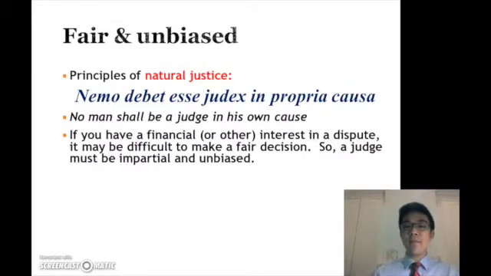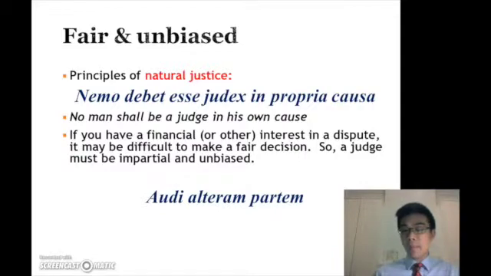That's to say, if you have a financial or some other interest in a dispute, it might be really difficult to make a fair decision because you're kind of one-sided. So it's from this idea of natural justice that we get the concept of a judge being an impartial and unbiased party. There's always a person in the middle who doesn't take sides.